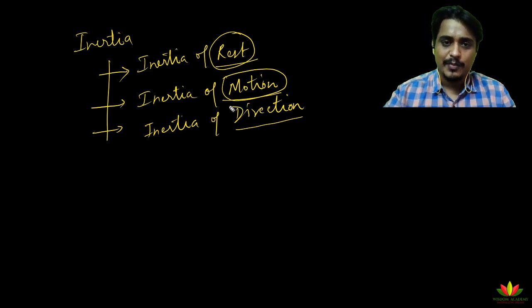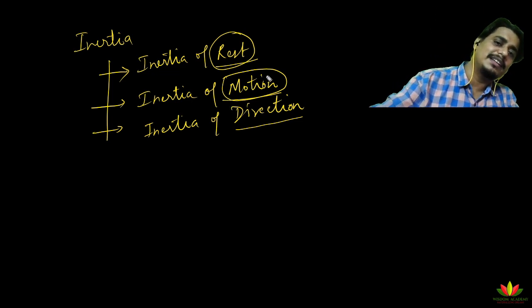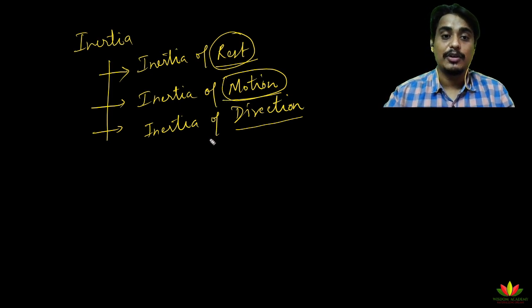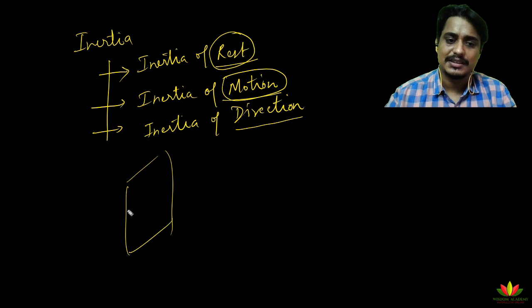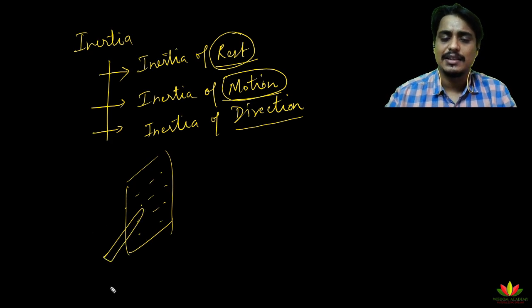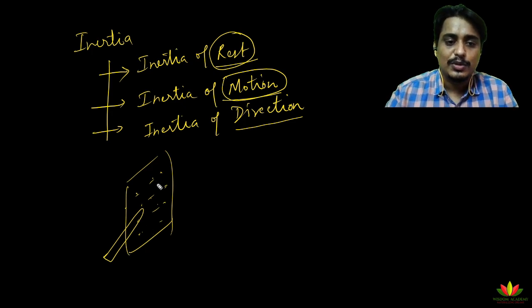Suppose you're sitting in a bus again and the bus is taking a turn. Have you seen when the bus takes a turn, our body starts to move like this at an angle? That happens because of inertia of direction. There can be many other examples of this inertia of rest, motion and direction. For example, I have a cloth and this cloth has some dust. What do we do to remove this dust from the cloth? We beat it with a stick. So when we beat the cloth with a stick, what will happen? The cloth comes into motion suddenly, but the particles which are attached to it do not come into motion immediately. So they tend to fall down.